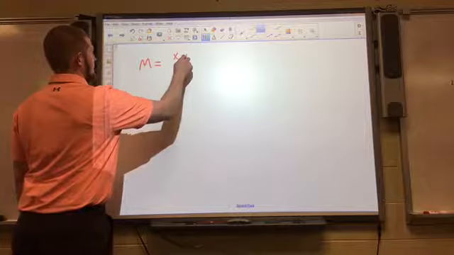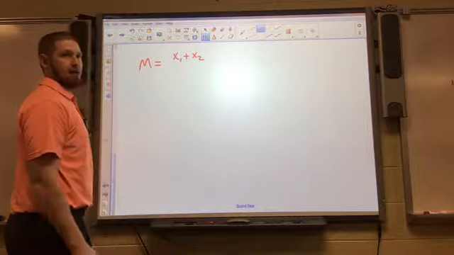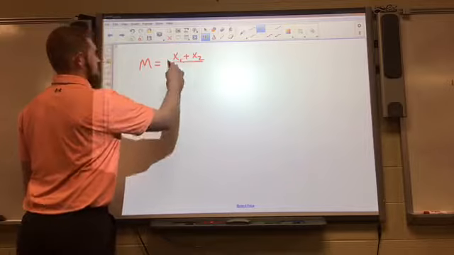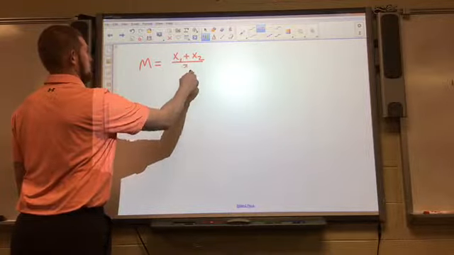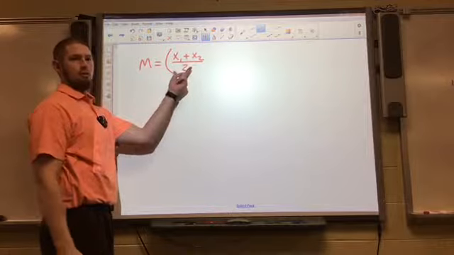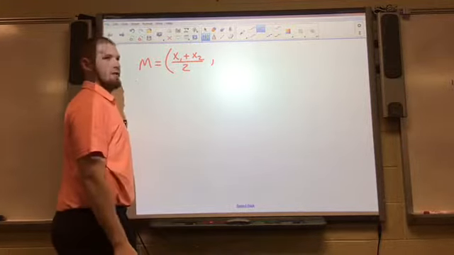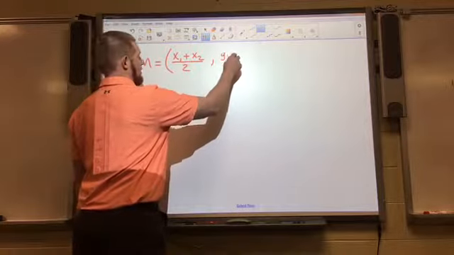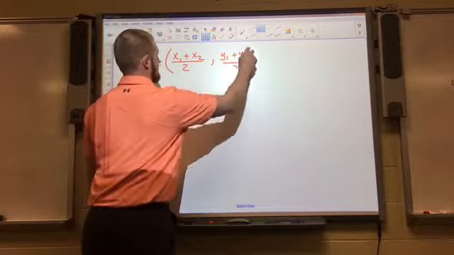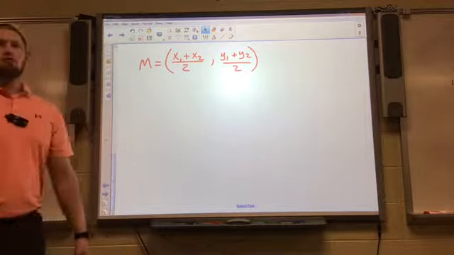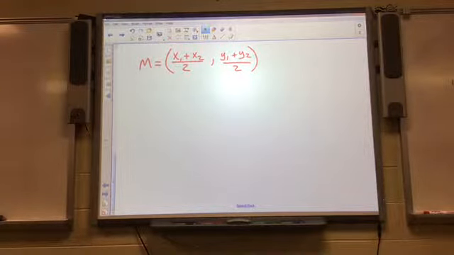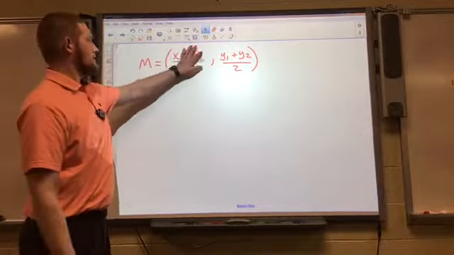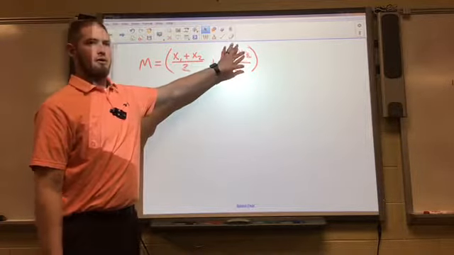Okay, your midpoint formula is the average of your x's. So when you average, you have to add, right? An average of 2 things, you divide by 2. That's going to give you your x-coordinate. To get your y-coordinate, you need to find the average of your y's, which would be y1 plus y2 divided by 2. Okay, so what is your solution going to look like? Is it going to be just one number? No, it's going to be a point, an ordered pair, right? It's going to be x comma y. Okay, this is how you're going to come up with your x-coordinate. This is how you're going to come up with your y-coordinate.